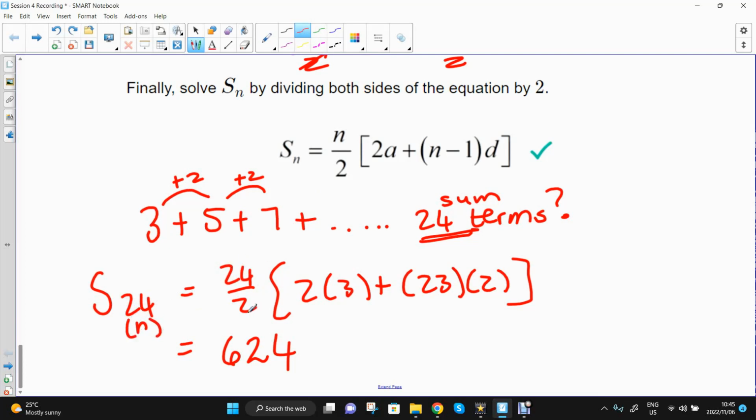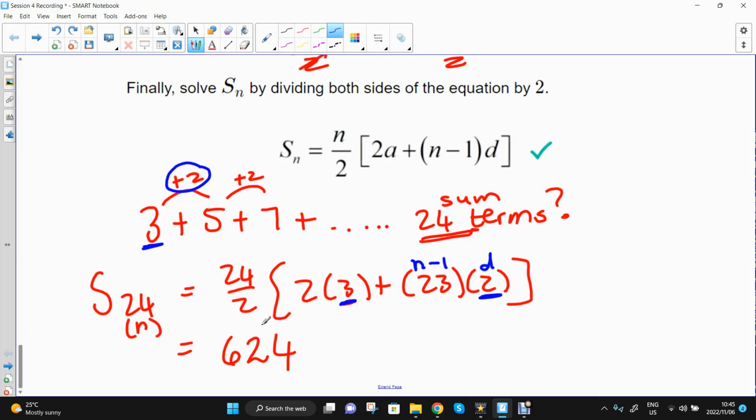So 24 is n, your a, remember this is your first term, so that's 3 there. So 3 is your first term. 23, how did I get to that? That's n minus 1. And remember, n was 24. So 24 minus 1 is 23. And this is your common difference. Common difference in this case is plus 2.